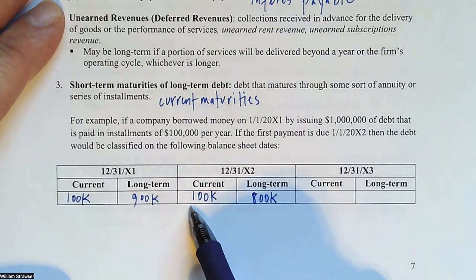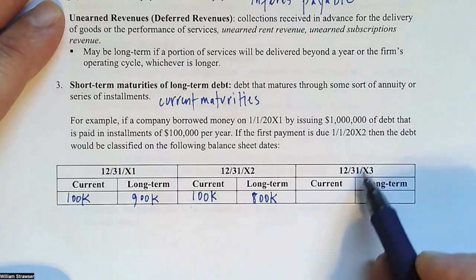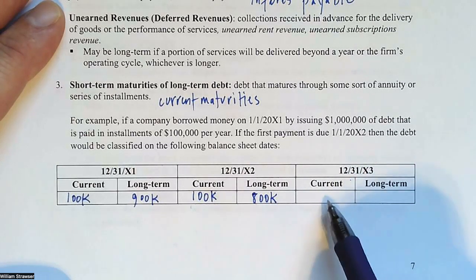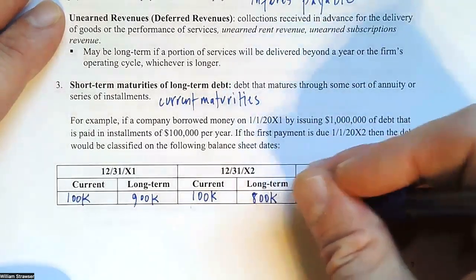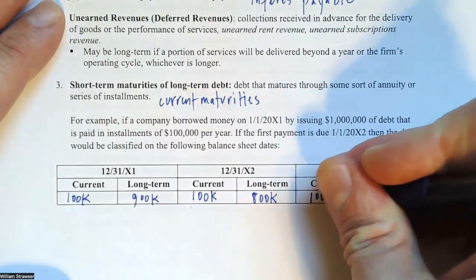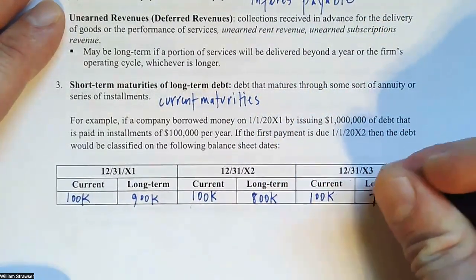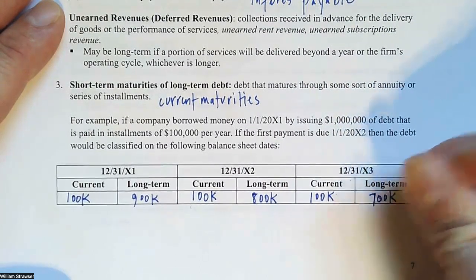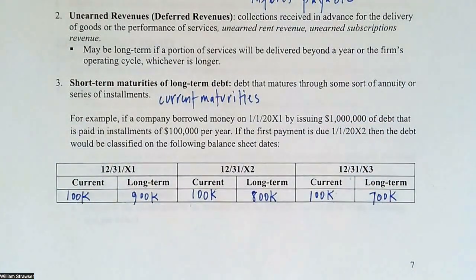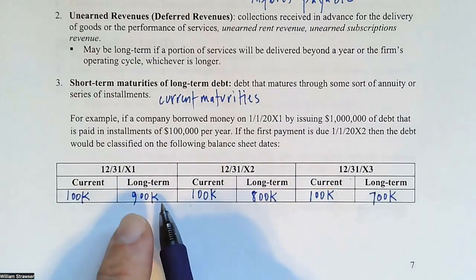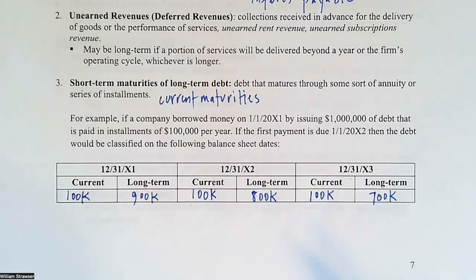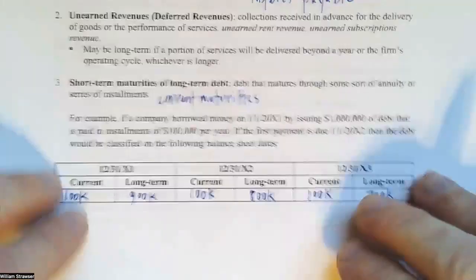We make this payment on 1/1x3, but at the end of x3, we will have another payment at the first of the year, x4, 100,000, but only now 700,000 left long-term. And it would just keep cycling like that, right? Reclassifying long-term liabilities to current as payments are coming due.